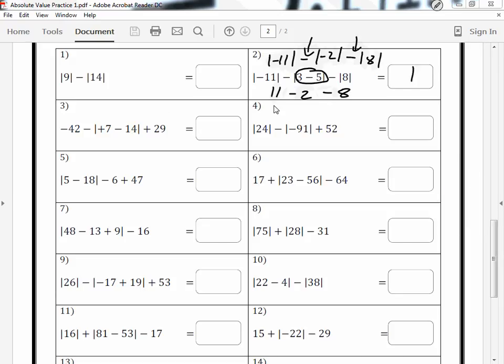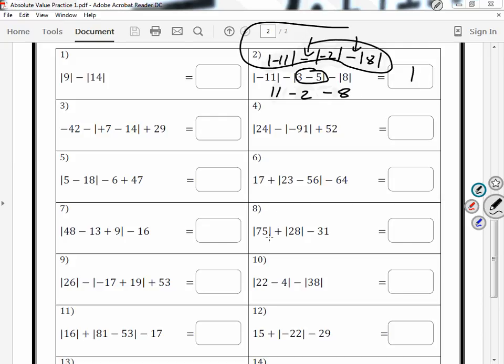So above, write the simplification. If you notice, above the question, I wrote the simplification. I did not drop the absolute values. At the bottom, I did drop my absolute values. Work them out for your answer.